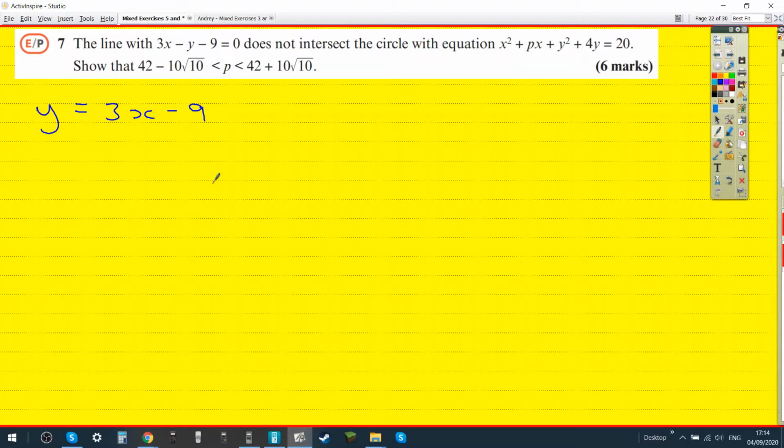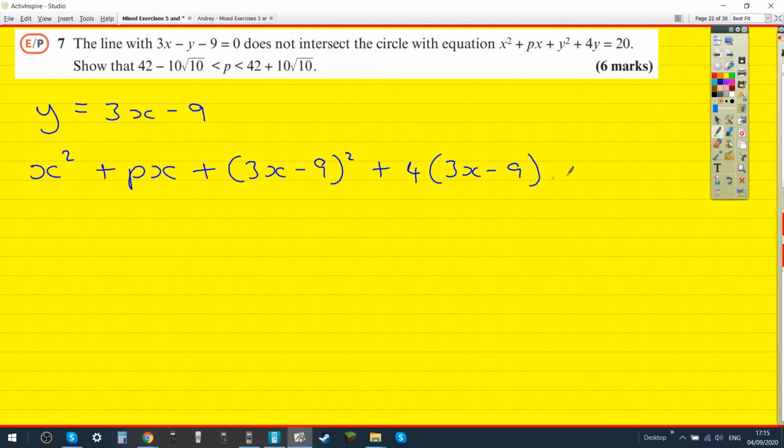Uh-huh. And so that would be x squared plus px plus (3x minus 9) squared plus 4 times (3x minus 9) equals 20. Plus 4, what was it, sorry? 3x minus 9 equals 20. Yeah. And then expand the brackets, I think. Yeah.